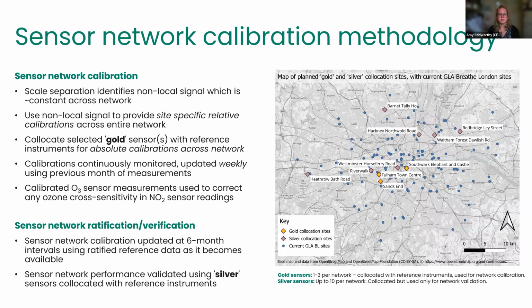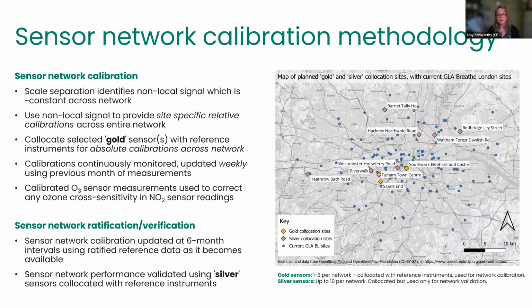These gold sensors are sensors that are co-located with reference instruments. Once you've done that relative calibration, the second step is to do an absolute calibration of the gold sensors to the reference data. So you have these two steps of calibration. The final step is to merge the network-wide relative calibrations with the gold sensor absolute calibrations to give you absolute calibrations for all sensors across the network.